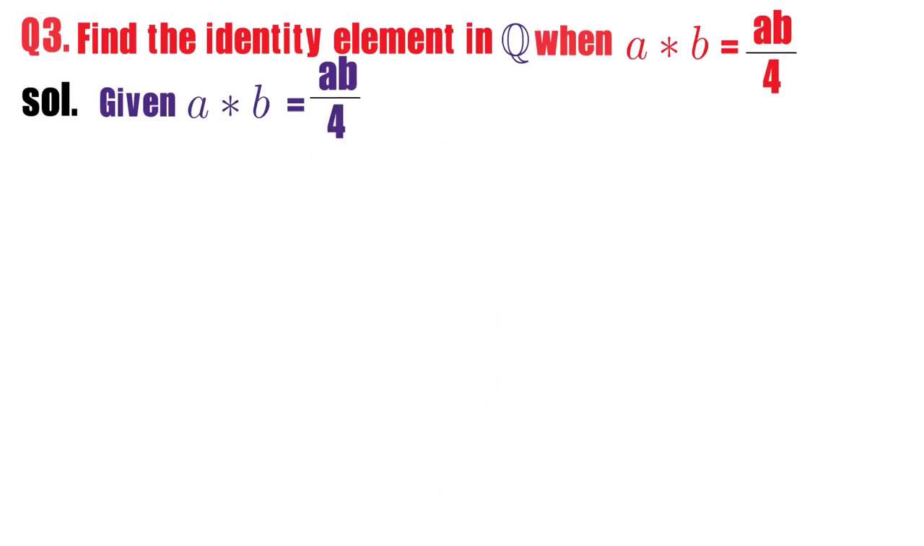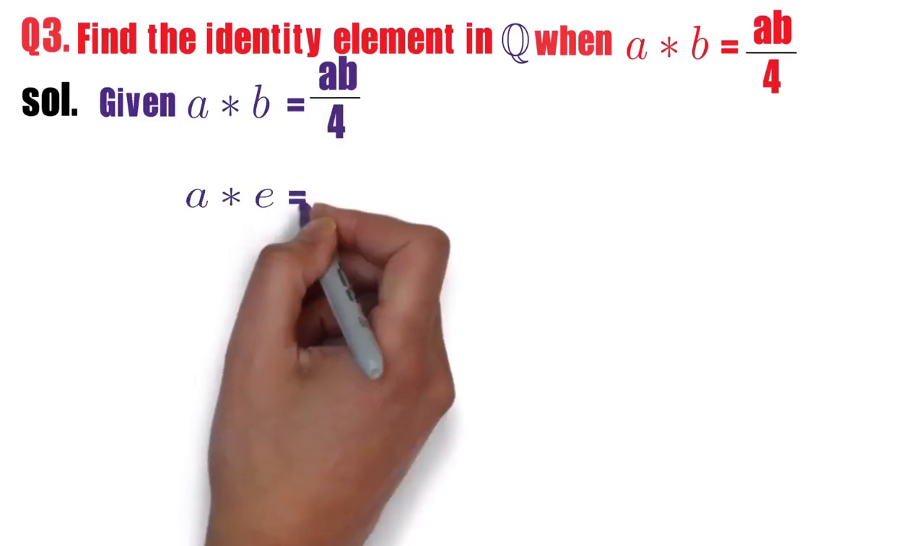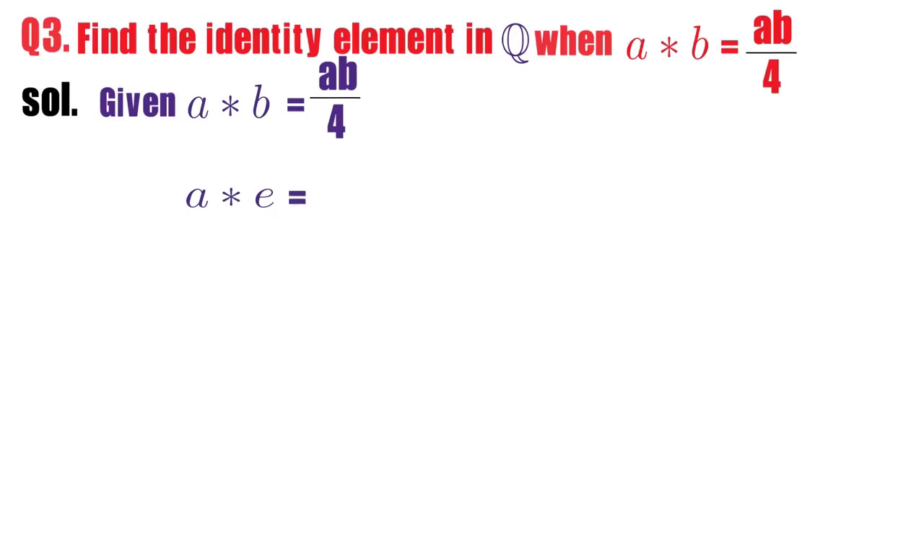You observe here a star b. a is the first element, b is the second element. a star b is ab by 4. Now I'll calculate a star e. What is a star e? It is easy to say: a into e divided by 4.